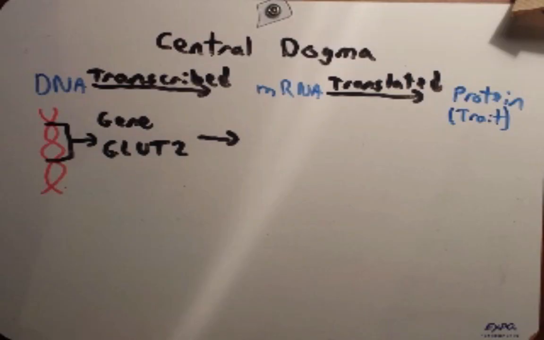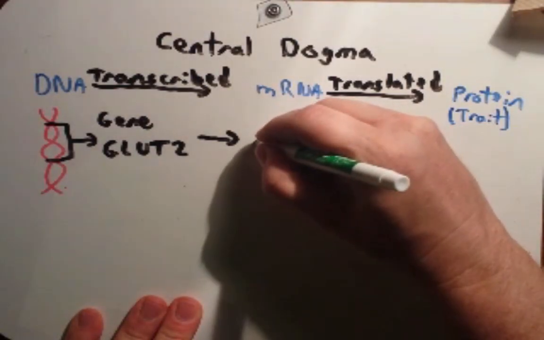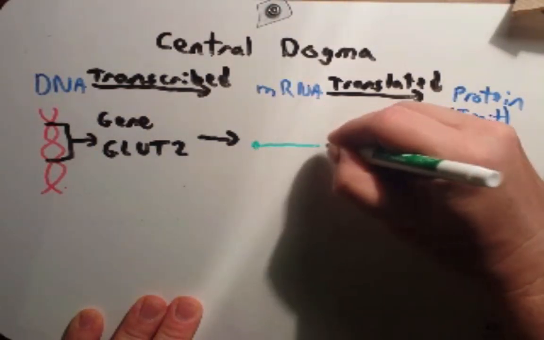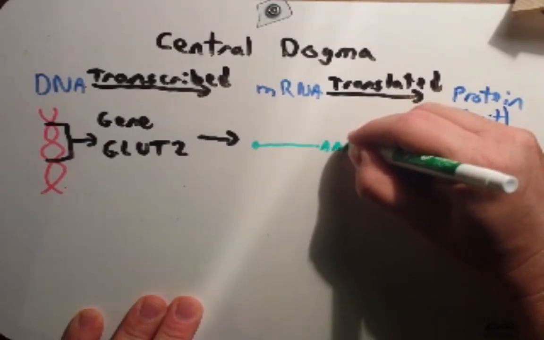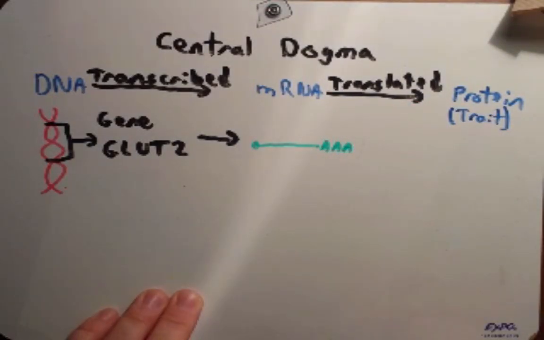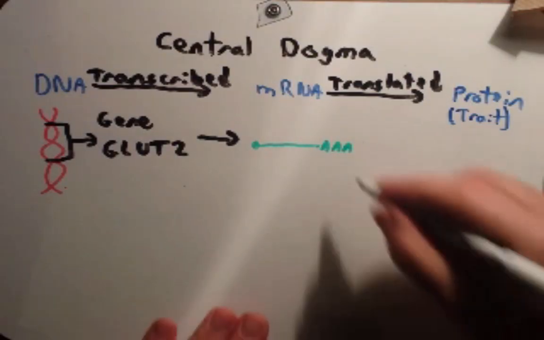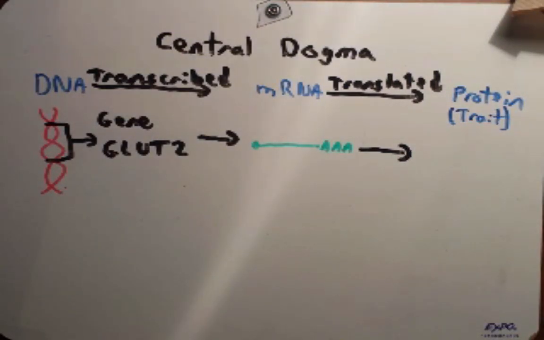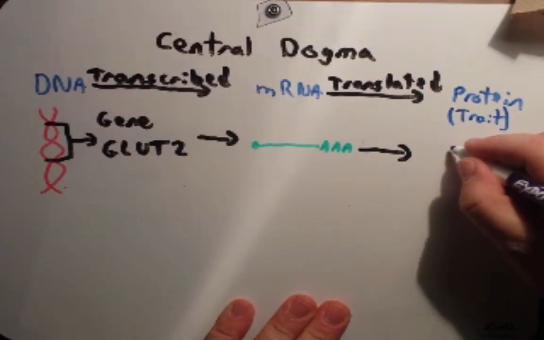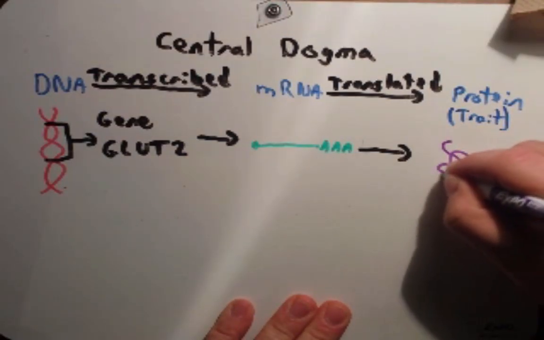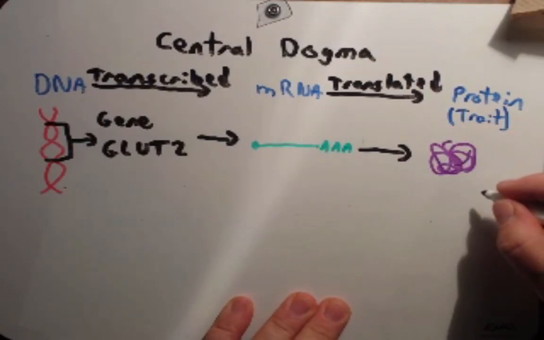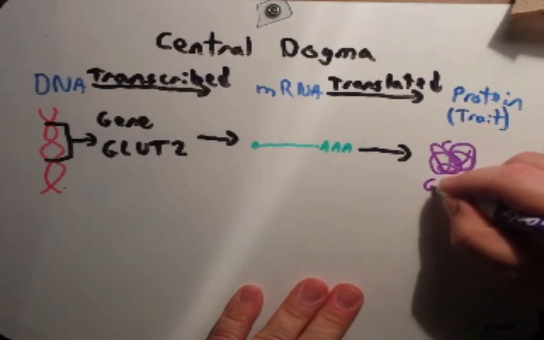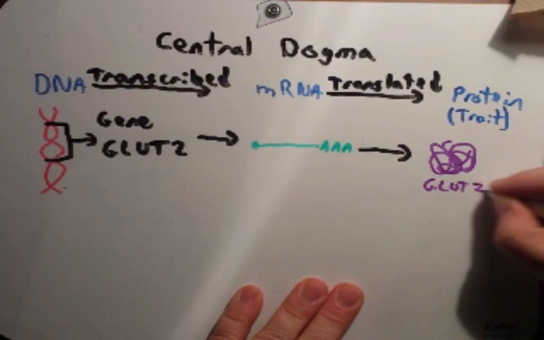So this gene GLUT2 will be transcribed, and it will make a messenger RNA. And this will be our symbol for messenger RNA. And it's messenger RNA that's specific to GLUT2. GLUT2 messenger RNA, then, now will be translated. And it will be translated into a very specific protein that is unique to just this one protein, GLUT2. And I'm just going to draw it as this big globular structure here. But this would be GLUT2 protein.